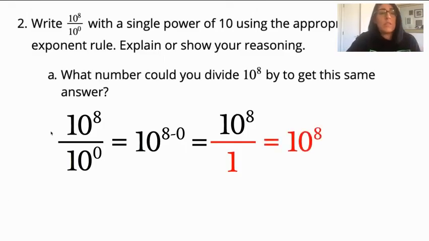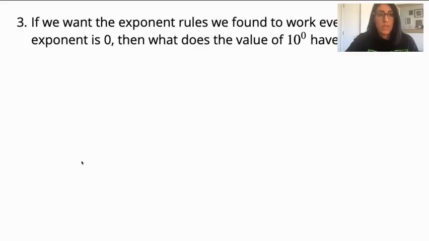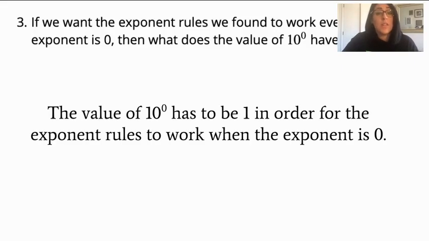So again, notice the relationship between the first expression all the way down to this last one with the red, and start to notice what 10 to the power of 0 might be equal to. So if we want the exponent rules we found to work even when the exponent is 0, then what does the value of 10 to the 0 have to be? The value of 10 to the power of 0 has to be 1 in order for the exponent rules to work when the exponent is 0. So we'll, from now on, say that 10 to the power of 0 is equal to 1.